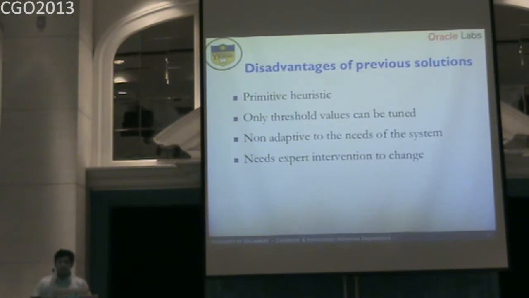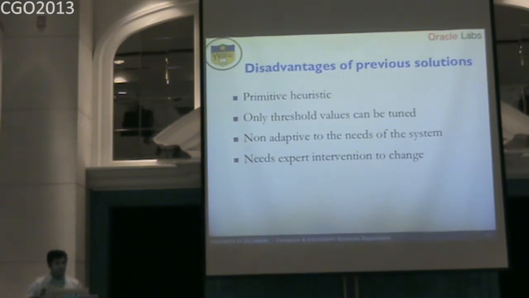So the disadvantages of the previous solutions. One is the heuristic is primitive. That by no means is a fact. I'm not saying that the inlining heuristic right now is bad. I'm just saying that whatever is a heuristic that is written into the compiler by a human being is all that it can do. The only thing that you can play with are thresholds. So if your thresholds aren't really good, your inliner is not going to be very good.